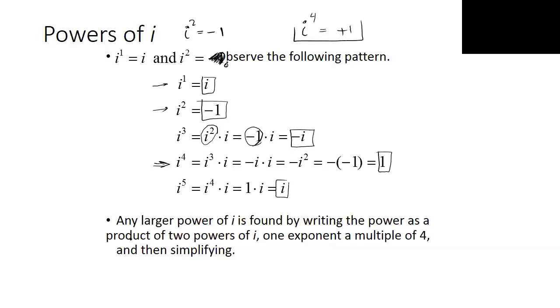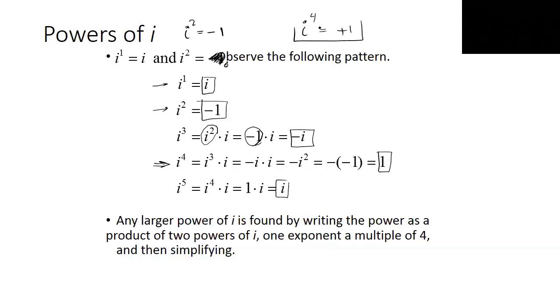So any large power of i is found by writing the power as a product of two powers of i, one exponent a multiple of 4, and then simplify. What does that mean? Why 4? Why i to the power of 4? Anybody?